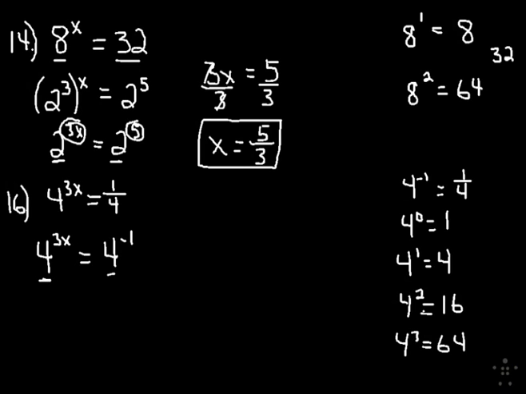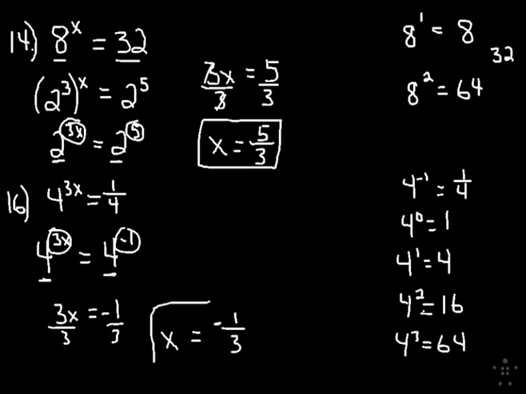Now, again, I get the same base, so that means my exponents must be the same. So I'm going to say, well, 3x is equal to negative 1, and then solve for x. So x is equal to negative 1/3. So this problem's answer is x is equal to negative 1/3.